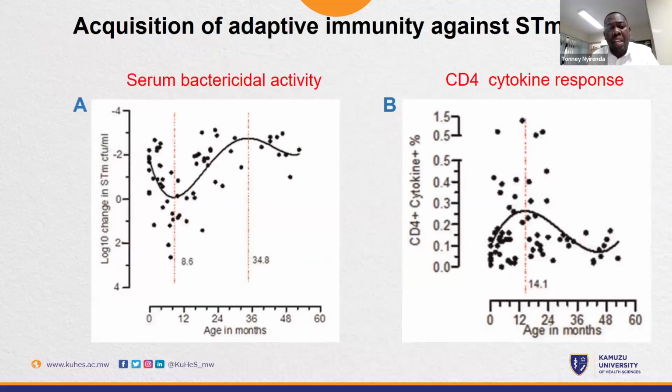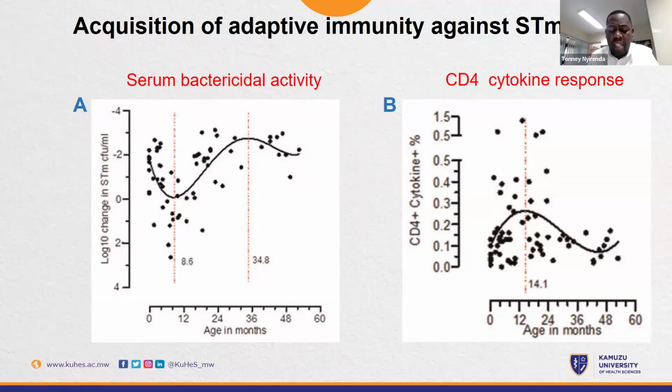Then we looked at the serum bactericidal activity. For the serum bactericidal activity, we did ex vivo experiments where we collected serum from children, and we took also an isolate of Salmonella typhimurium and mixed these, incubated for some time, and then did mouse measles, which is a traditional method to do the colony counts to determine whether there's been killing or not.